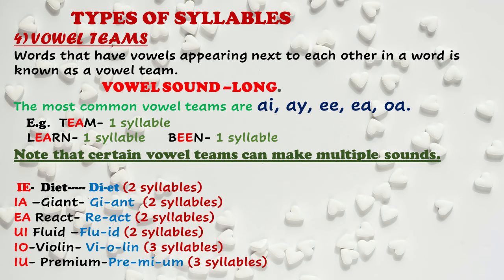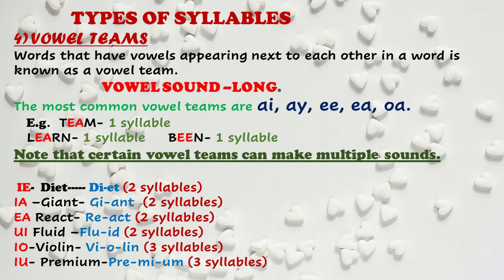We just mentioned that when two vowels appear next to each other, it is considered as one syllable. However, there are exceptions to this rule, and let's look at them. Let us look at the word combination IE here. We have the word diet. Though we have I and E together, one can distinctively hear the I sound in die and the E sound in et. So we would have two syllables, die, et.